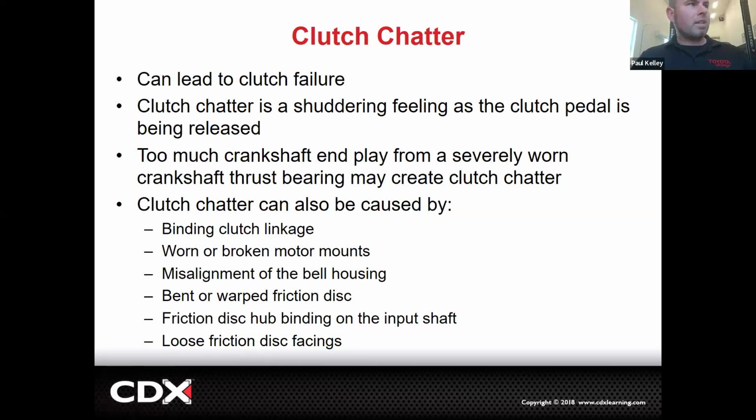Cool. So binding linkage, maybe worn engine mounts, maybe misalignment, bent or warped disc. Friction disc is binding on the input shaft. Loose friction disc linings, that'd be all on the disc. So these are less common reasons.